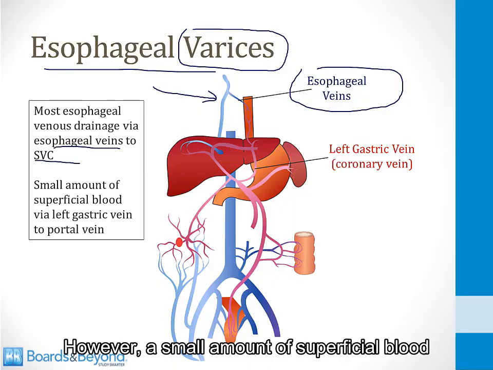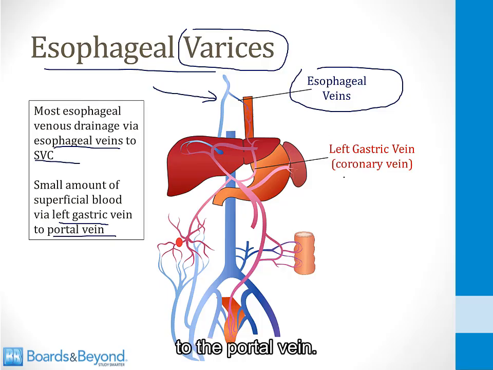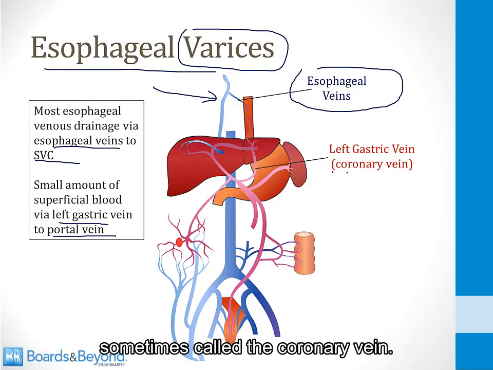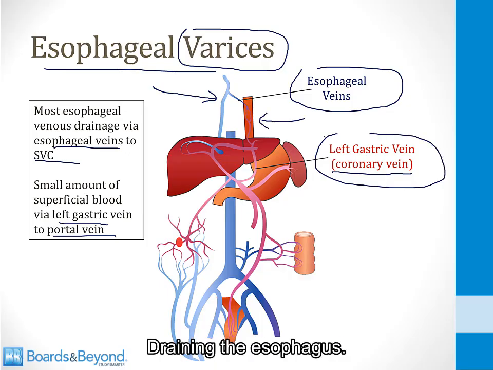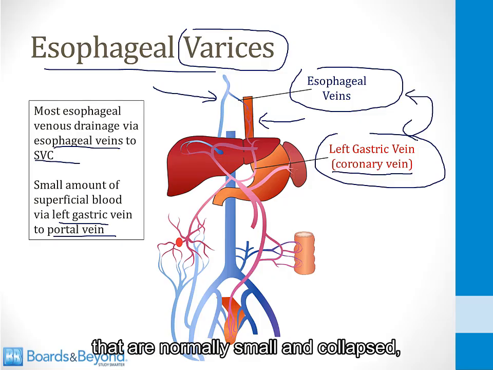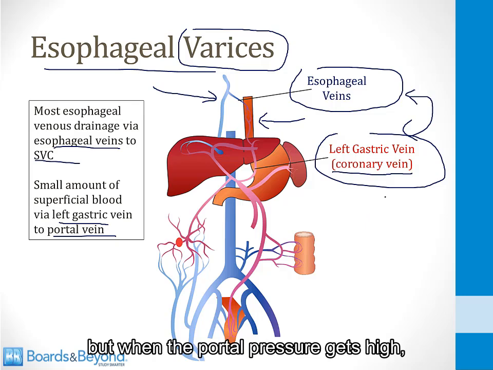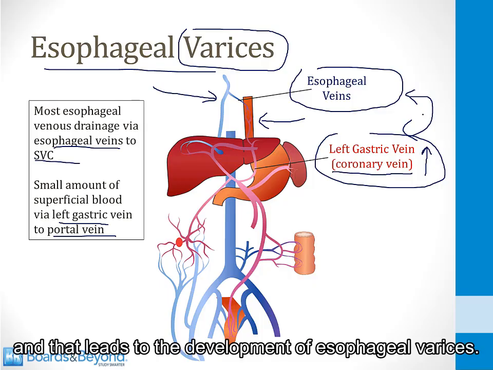However, a small amount of superficial blood is also drained via the left gastric vein to the portal vein. The left gastric vein is also sometimes called the coronary vein, and it's shown on the screen here, draining the esophagus. There are collaterals between these two structures that are normally small and collapsed, but when the portal pressure gets high, that raises the pressure in the left gastric vein. It swells these collaterals, and that leads to the development of esophageal varices.